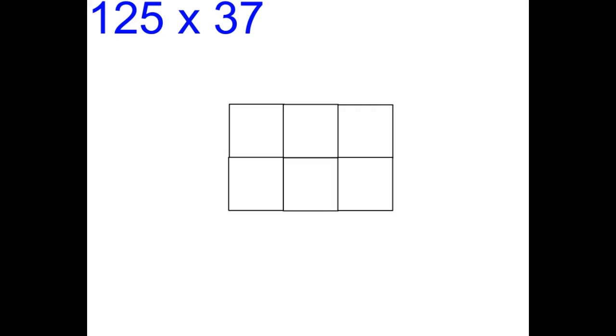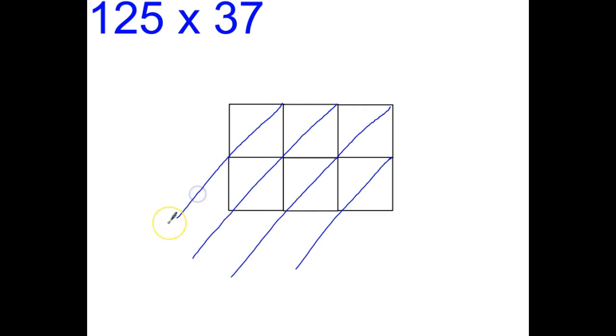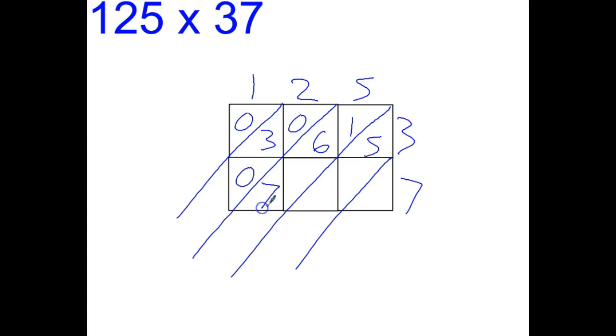Okay. What happens if I have a 3-digit times a 2-digit? Everything pretty much works the same, other than I'm going to have more columns. Big numbers going on top, 125. 37 here, and then we start. 1 times 3 is 3. 0, 3. 2 times 3 is 6. 5 times 3 is 15. 7 times 1 is 7. 7 times 2 is 14. And 7 times 5 is 35.